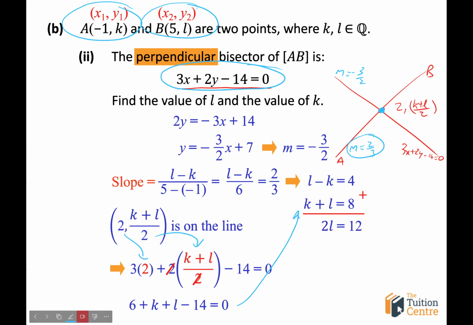Adding them together, the k's will cancel, and we end up with 2l is equal to 12, l is equal to 6, and we go back. So l equals 6 in here, and you get k is equal to 2. Now we have our two points, and if we wanted to figure out our midpoint, we'd get (2, (6 plus 2) over 2), so it'd be (2, 4), and you could go back and verify all your calculations using the point (2, 4) if you want to make even more sense of the question for yourself. Okay, so that's the end of that question. 10 marks for that part.